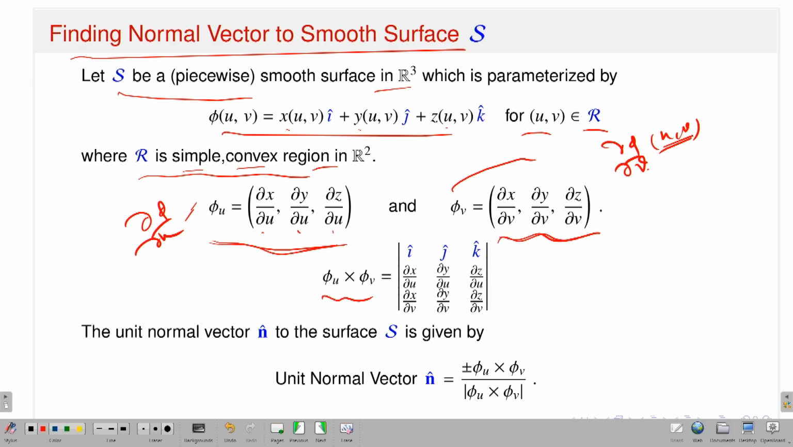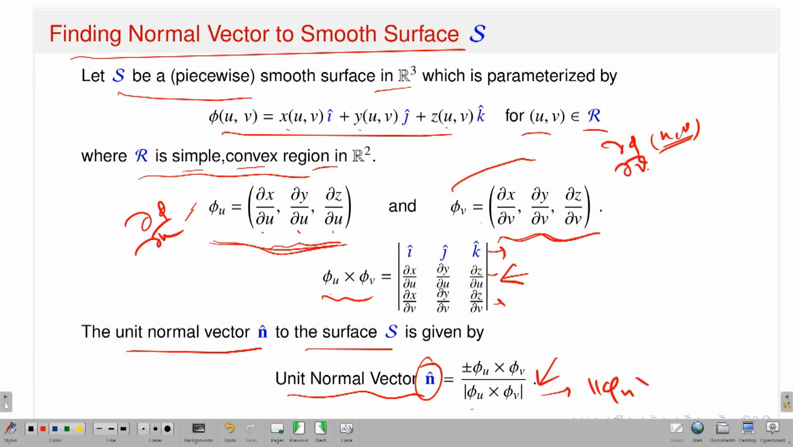For the normal, I just said take the cross product at any point. So phi u cross phi v, if I take, is given by the determinant formula: the first row is i, j, k, the second row is the components of phi u, and the third row is the components of phi v. Then the unit normal vector, which I denote as n cap, to the surface S is given by normalizing it: plus or minus phi u cross phi v divided by the norm of phi u cross phi v. Okay, so now you know how to calculate the normal.